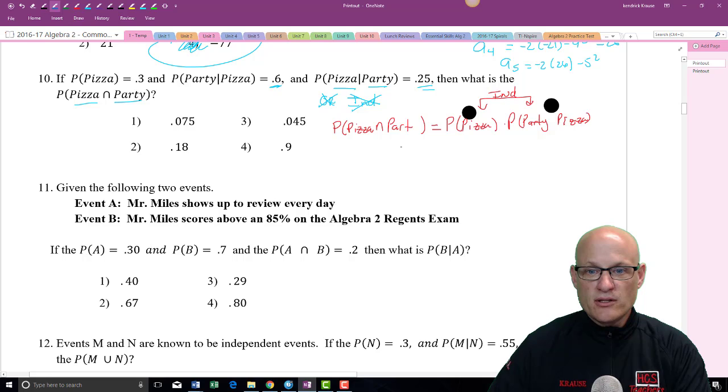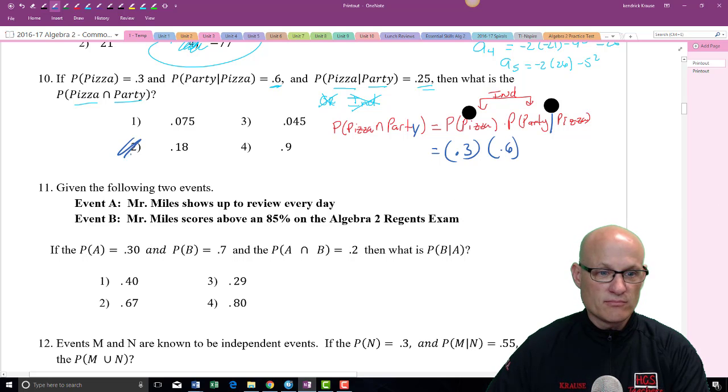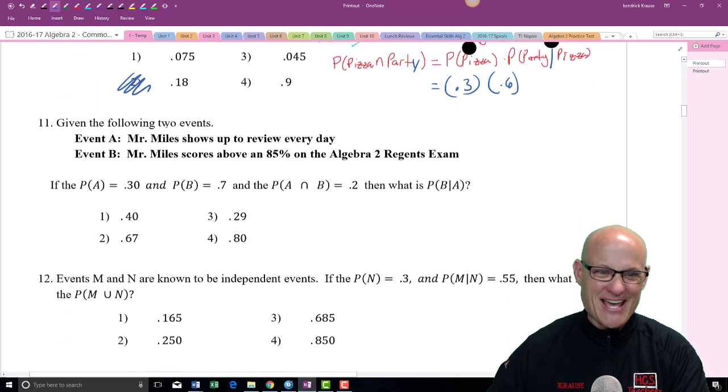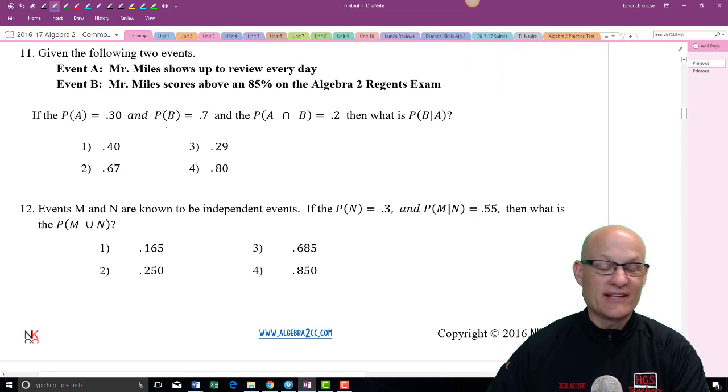So, this is equal to 0.3. And this is equal to, which one is it? Party given pizza, 0.6. And 0.3 times 0.6 is 0.18. Yay! Oh, some more probability. It's not all probability. All right.